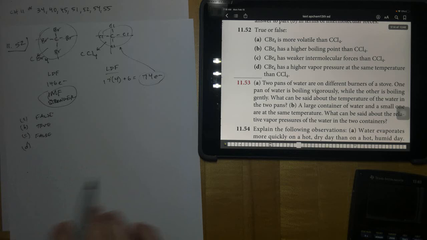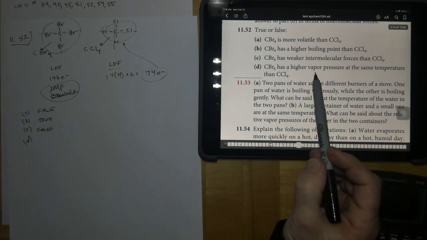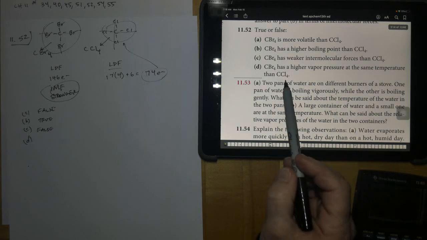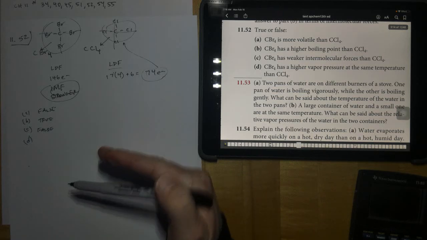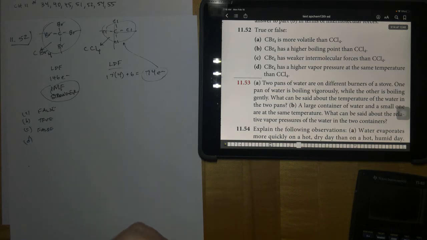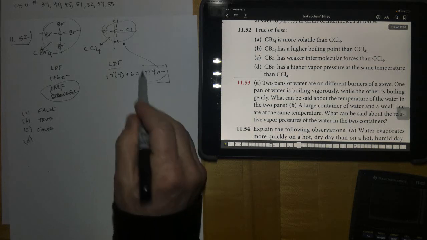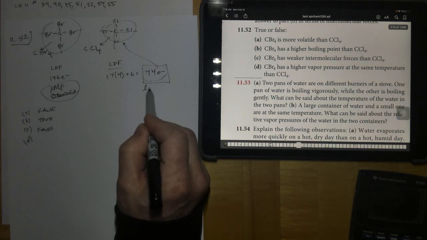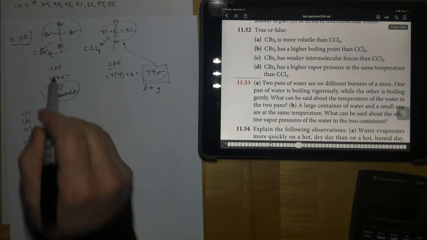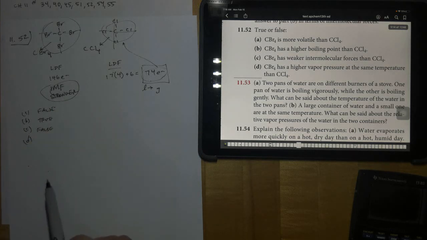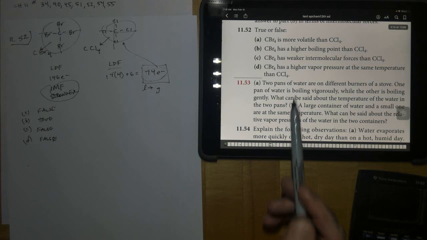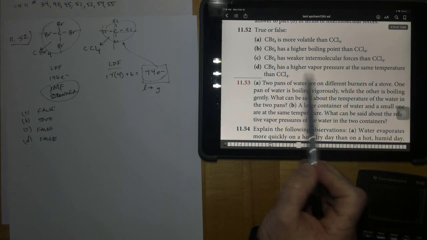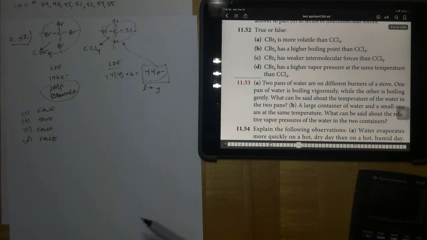And then lastly, let's answer D. CBr4 has a higher vapor pressure at the same temperature as CCl4. So vapor pressure means that it can go from liquid to gas easier, and CCl4, with the weakest intermolecular forces, would love to go from liquid to gas a lot quicker than something with stronger intermolecular forces. So this would be false as well, because it would actually be the opposite. CCl4 has a higher vapor pressure than CBr4.